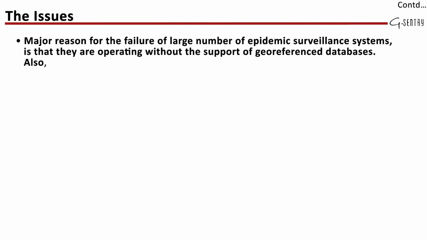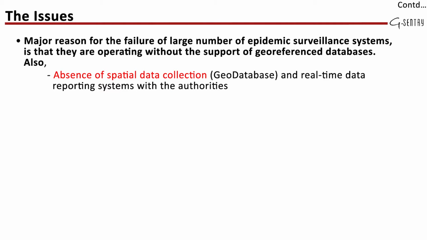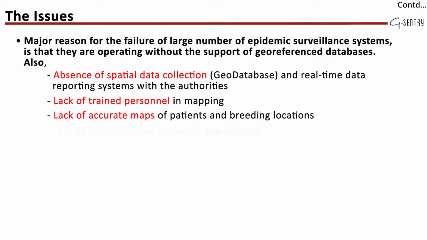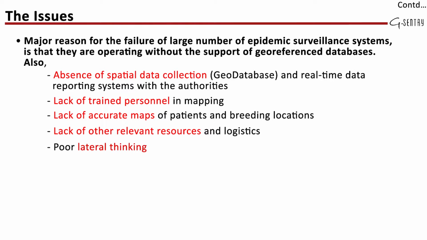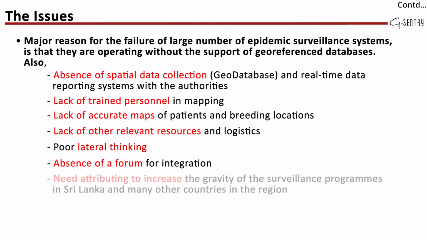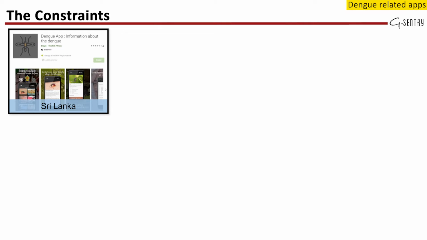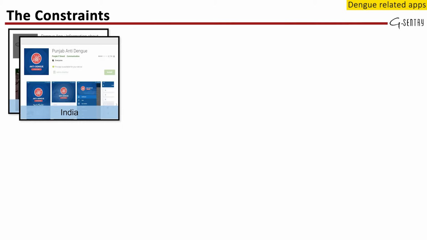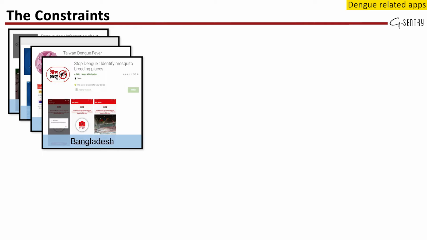Another major reason for failure in epidemic surveillance systems is that they operate without the support of georeferenced databases and lack a real-time data reporting mechanism, trained personnel, and accurate maps of patients and breeding locations. Poor lateral thinking. Needing to increase the gravity of the surveillance programs, we have conducted research on available web and mobile applications to find out their capabilities, technology, and weaknesses.